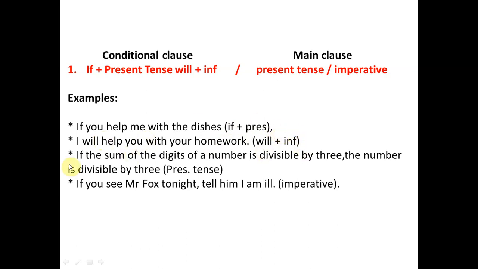Okay? The next one: if the sum of the digits of a number is divisible by 3, the number is divisible by 3. So it's present tense. The last one: if you see Mr. Fox tonight, tell him hello. Here we used the imperative. The first part is a conditional clause, and then we used the imperative, not the present tense. "Tell him hello": we started with the verb, so it's an imperative.